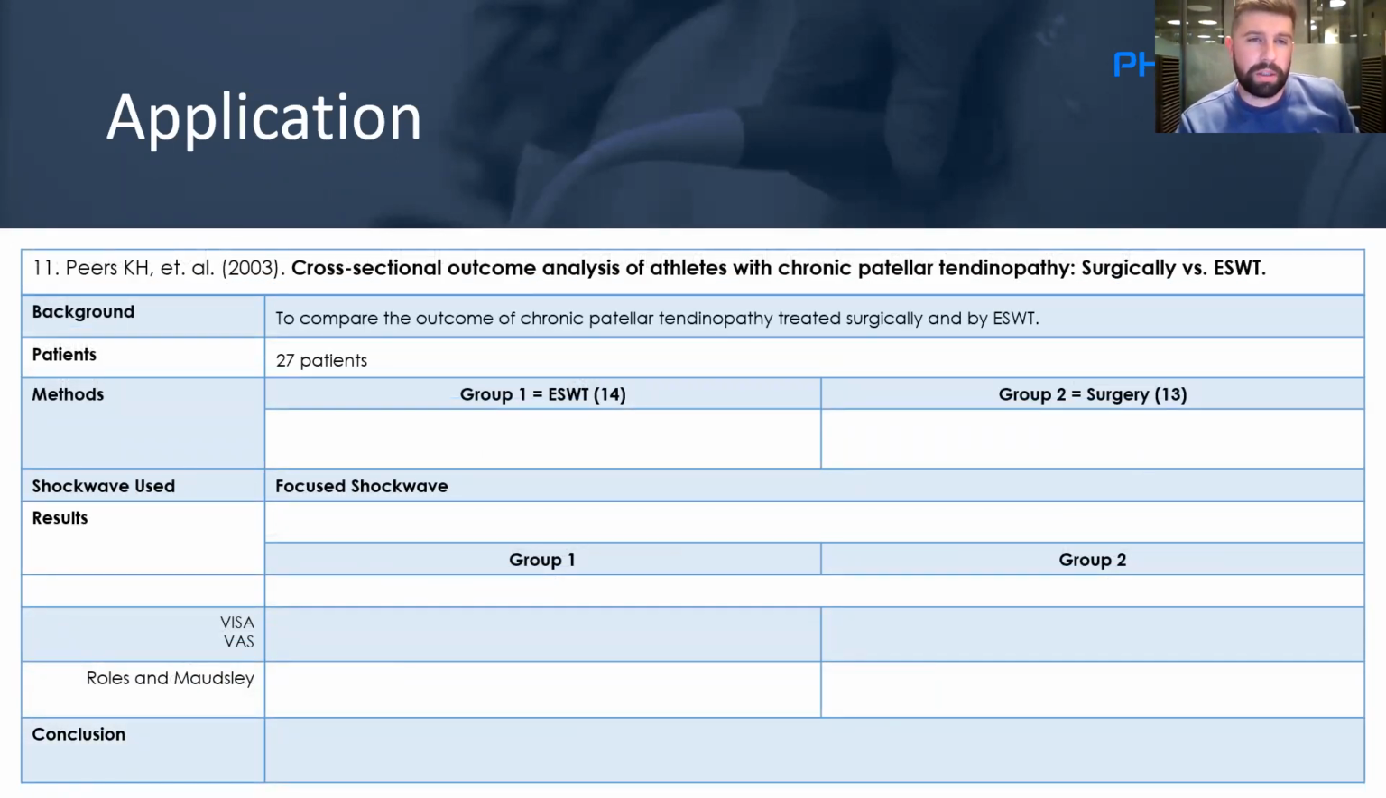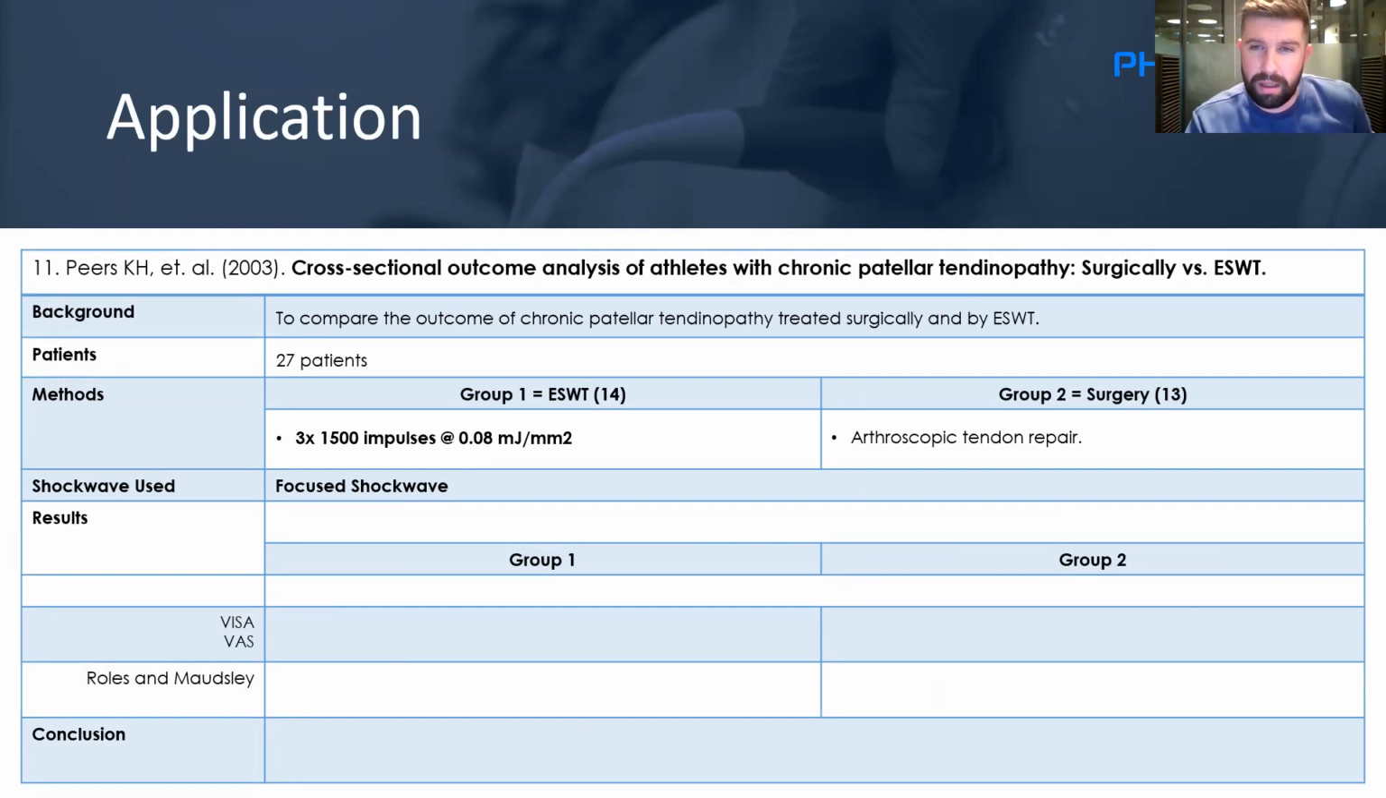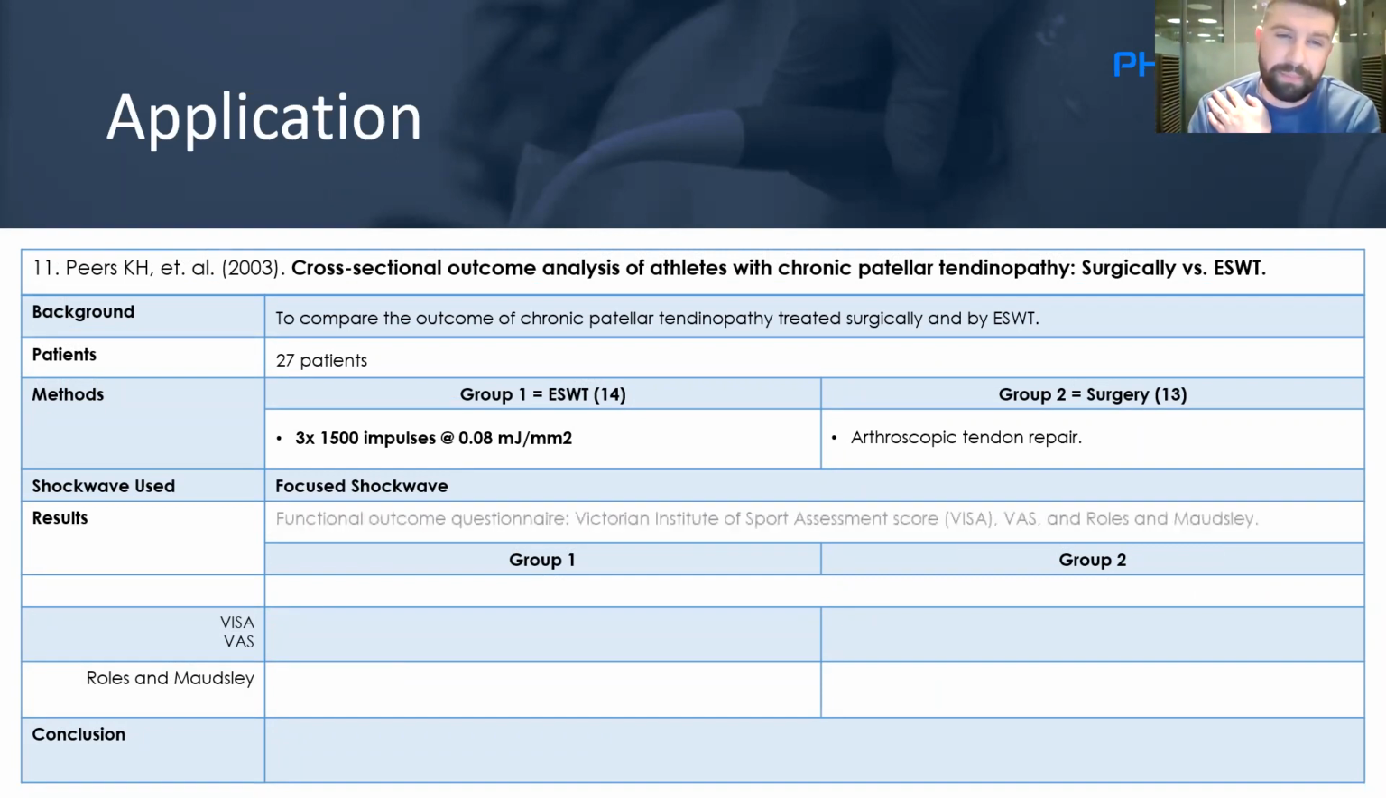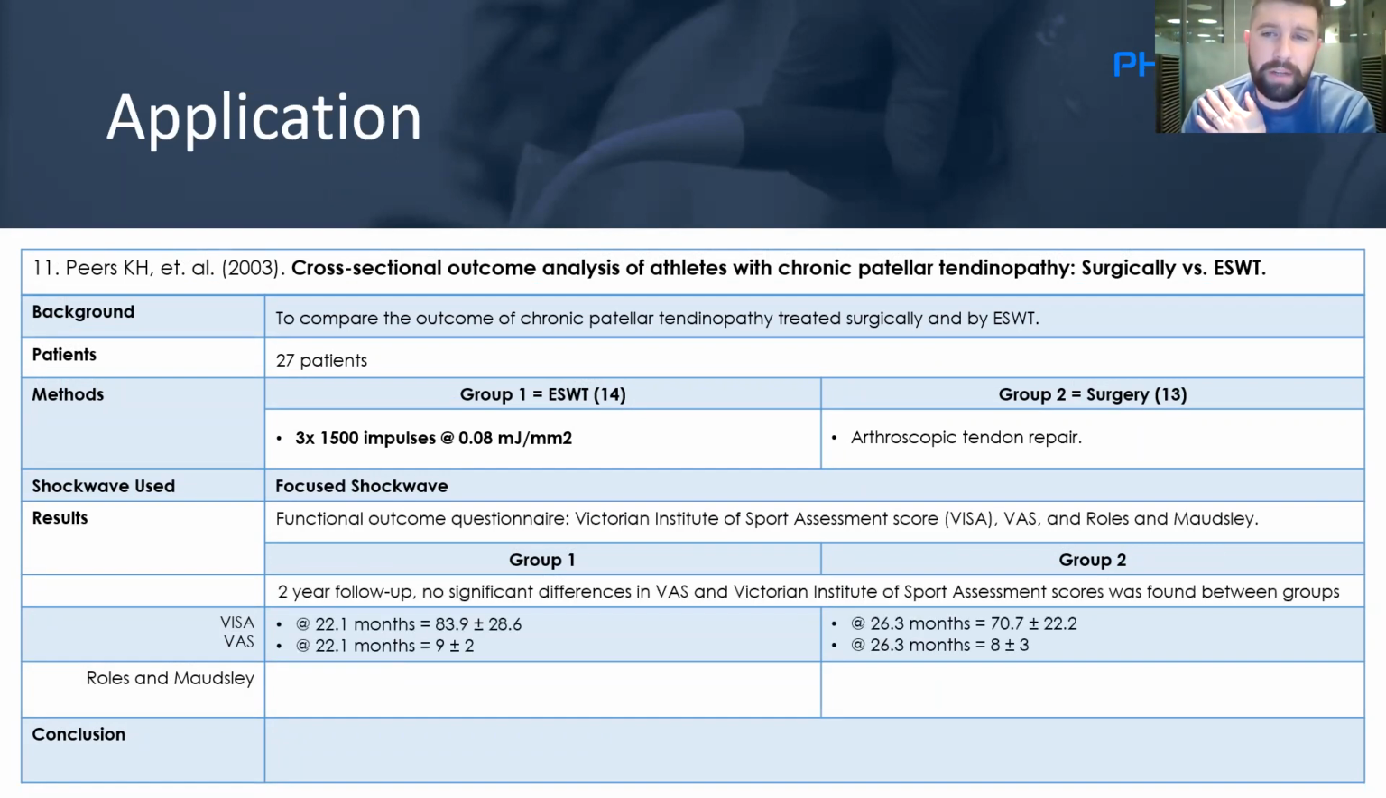Slightly smaller study, 27 patients. 3 lots of treatment, 1500 pulses, a lot less energy. This is looking at it versus surgery, which it's poignant, the fact we have worked with a sports club around helping avoid surgery, which we might touch on in a minute. We looked at functional outcome, VISA, VAS, Rolls and Maudsley.